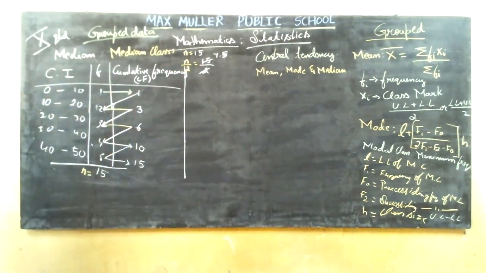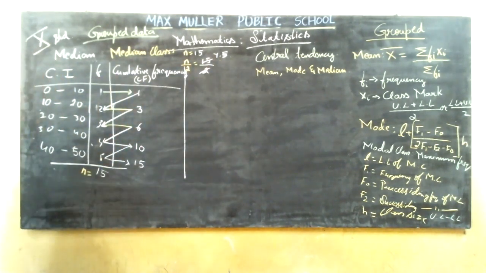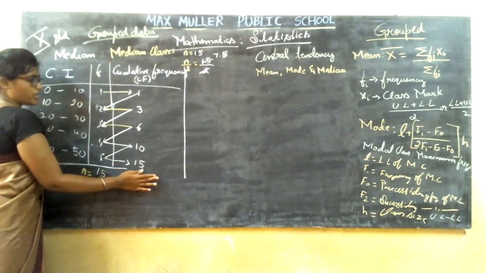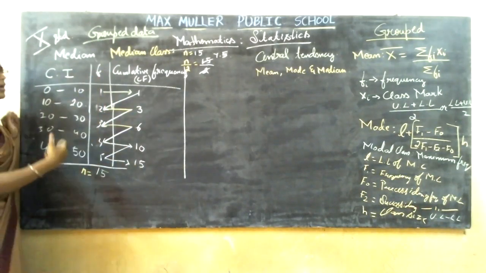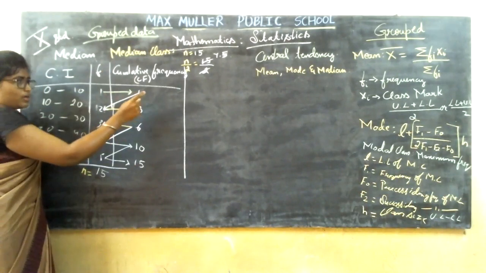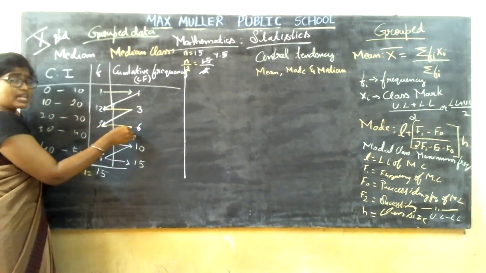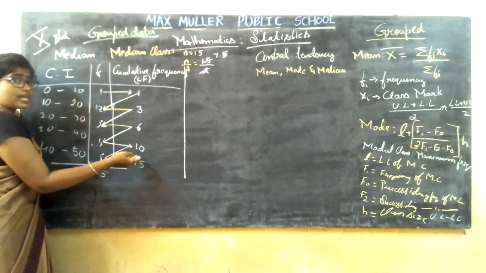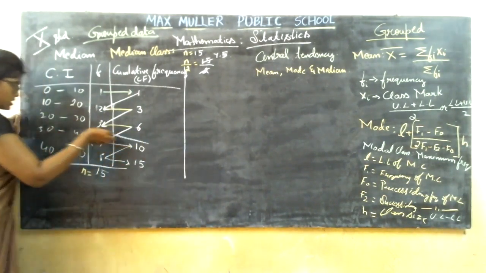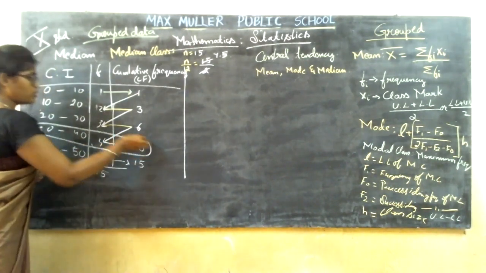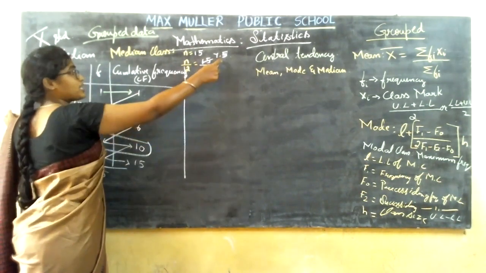Now you have to find out their n. What is the value of n you have found? It is 7.5. Now you are going to check in the cumulative frequency table where 7.5 lies. Does it come in 1? No. 3? No. 6? 6 is lesser than 7. Then 10? Yes, 10 is greater than 7. So that is the median class you are going to take, because 10 is greater than 7.5.